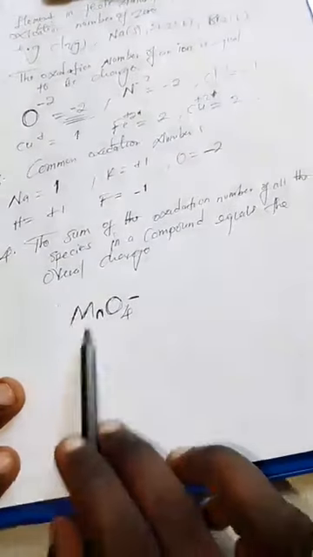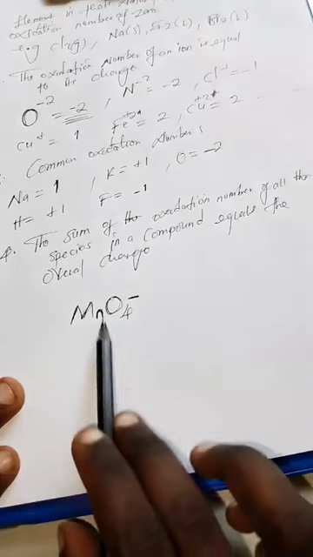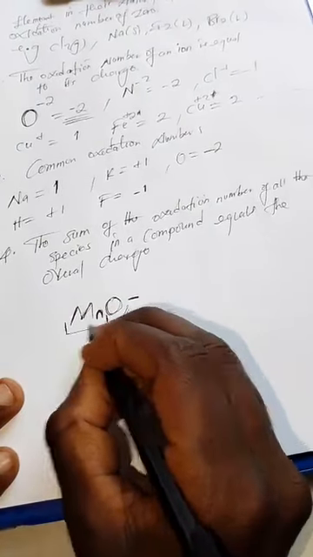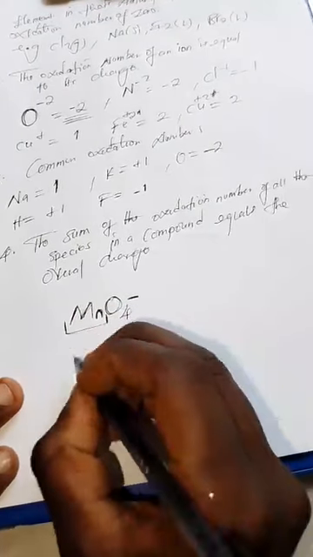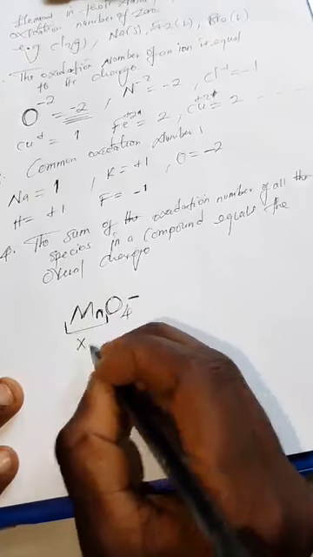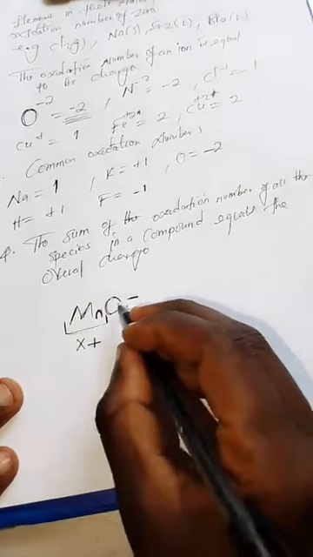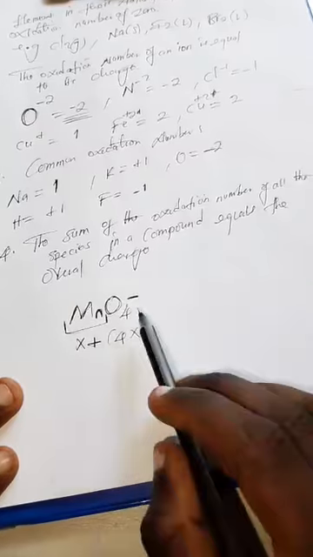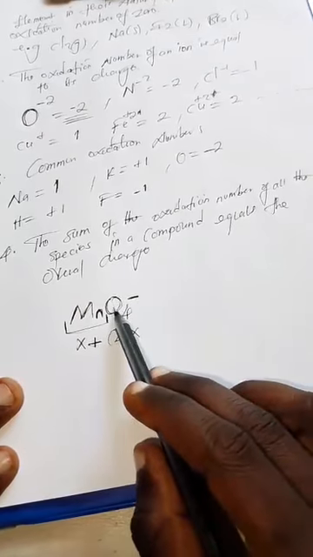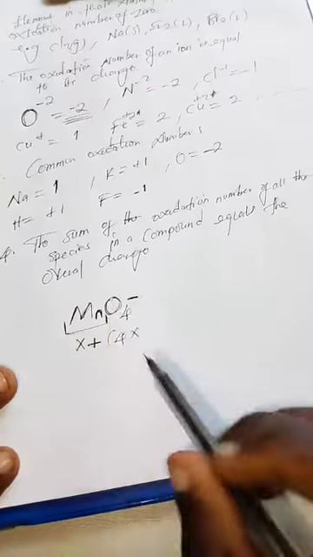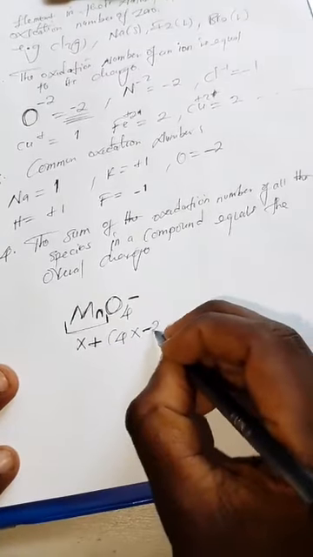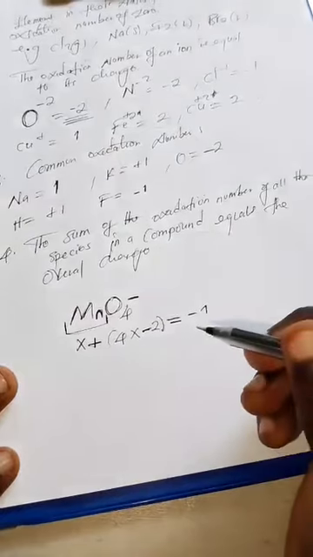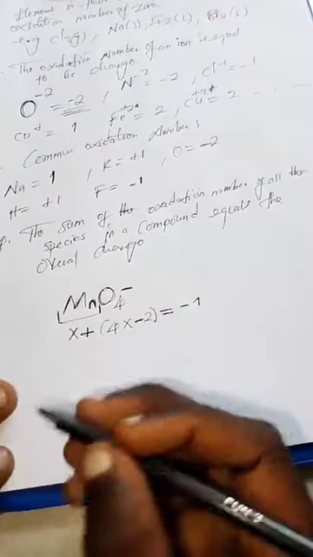So let's find the oxidation number of manganese. We're going to select this to be x. So x plus, how many atoms of oxygen? We have 4. We're going to say 4 times the common oxidation number of oxygen, which I said you need to know is negative 2. Then it's supposed to be equal to the overall charge, negative 1. Then you find the value of x.